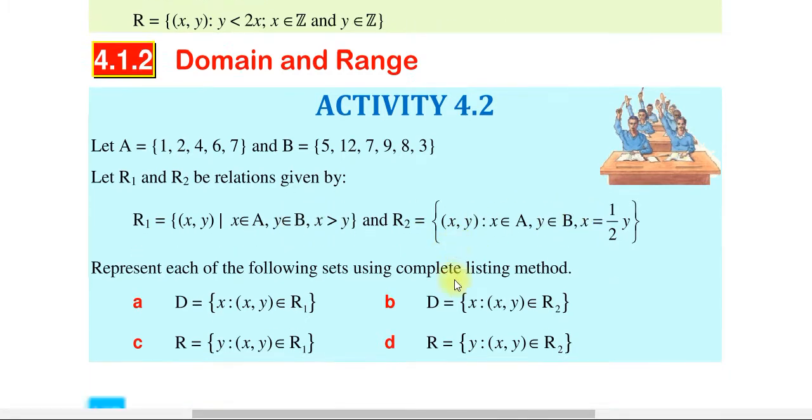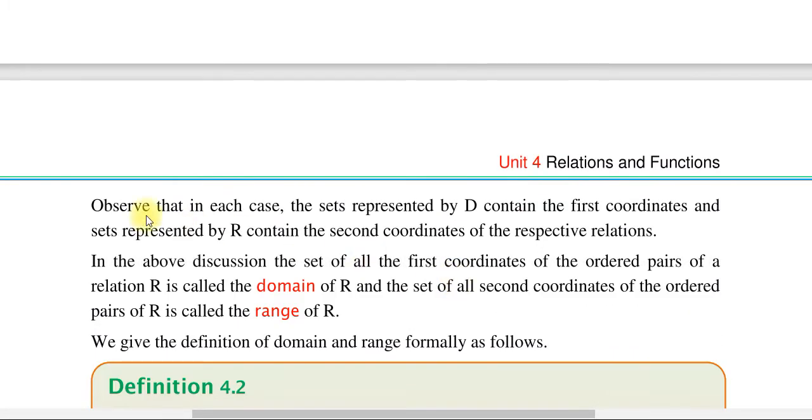So observe that in each case the set represented by D contains the first coordinate and the set represented by R contains the second coordinate of a respective relation. D holds the first part of the relation, while R holds the second.